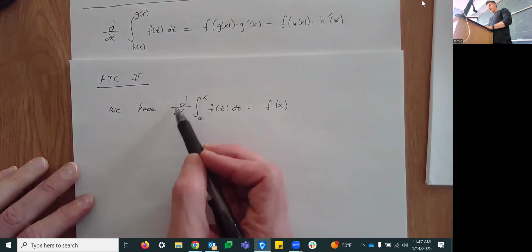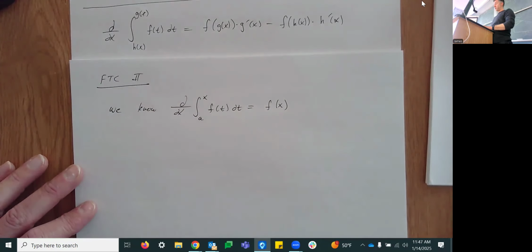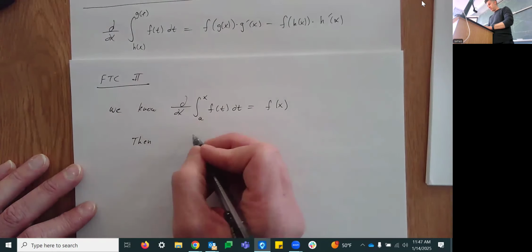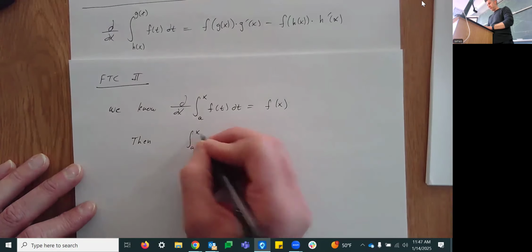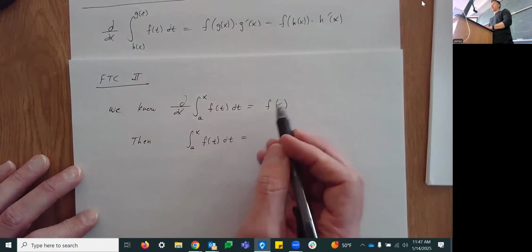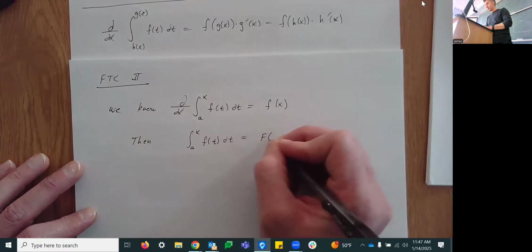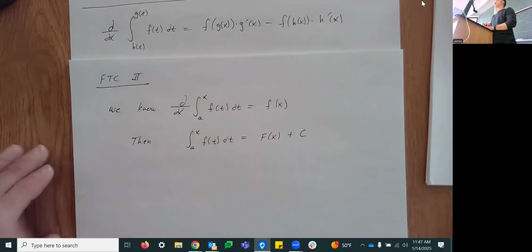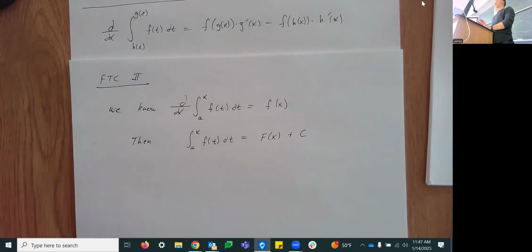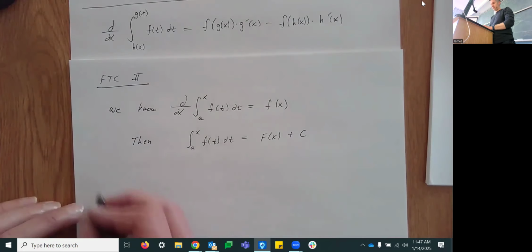So how do you undo a derivative? With an antiderivative. So we can say then, if you just have the integral from a to x of f of t dt, it's equal to any antiderivative of f of x, which I'm going to write using the usual notation, capital F of x. And I am going to throw in a plus c here. Yes, I know this is definite technically, but I'm trying to work out exactly what it is. So then, two things.